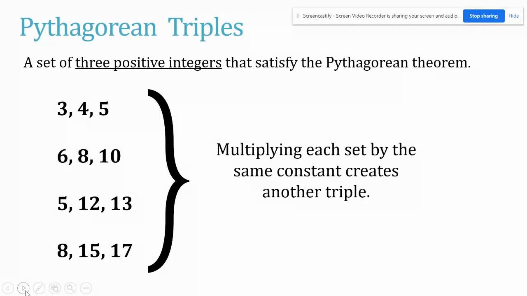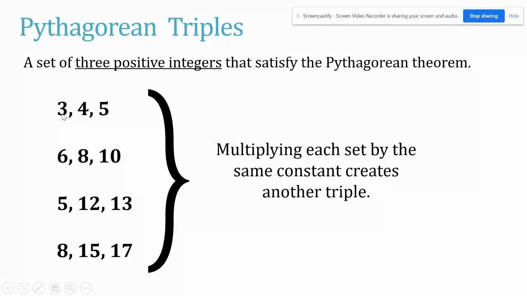Now, you can multiply each set of these numbers by the same number to create another triple. So here we have 3, 4, 5, and here we have 6, 8, 10. If you notice, this triple is just this triple times 2. 3 times 2 is 6, 4 times 2 is 8, 5 times 2 is 10. So whatever number you want to multiply the triple by, that creates another Pythagorean triple.